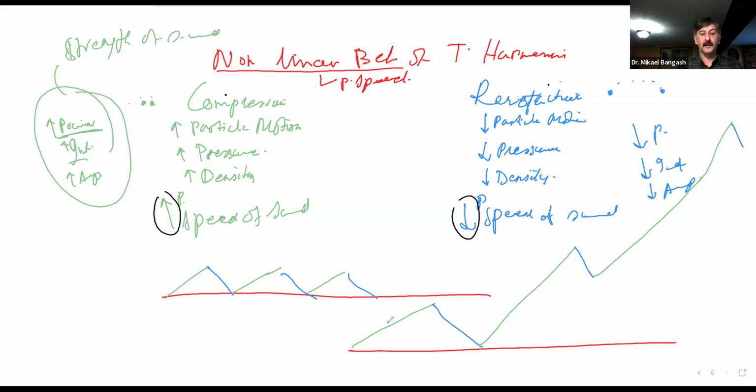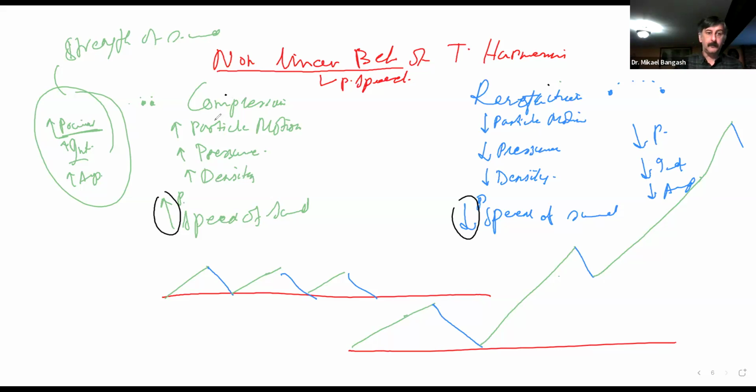So as we see, as the sound propagates deeper and deeper, its strength is going to increase. So that explains what we mean by saying that tissue harmonics develop during transmission.